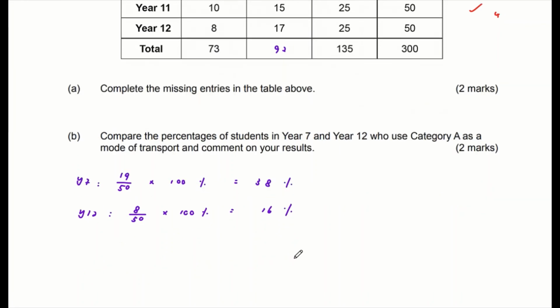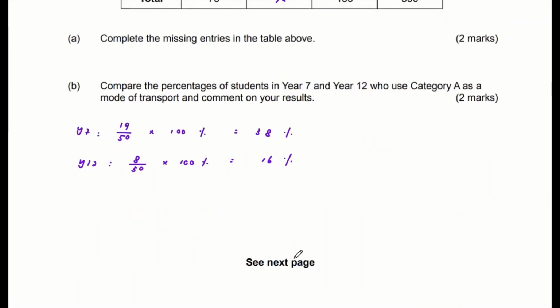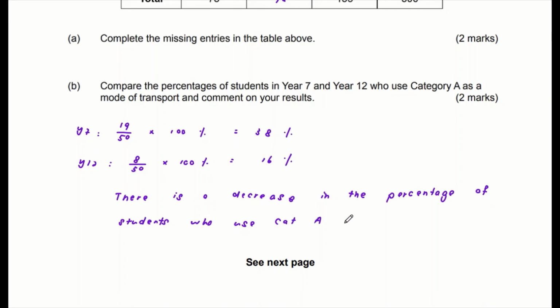Okay, so when you are writing this, the question wants you to comment on the result. So you are just writing down decrease. That is a decrease, or that's a drop. Okay, if we use the word decrease, that is a decrease in the percentage of students who use category A as a mode of transport.